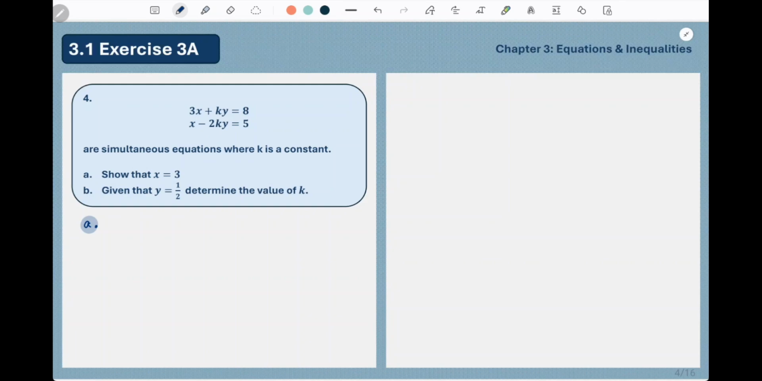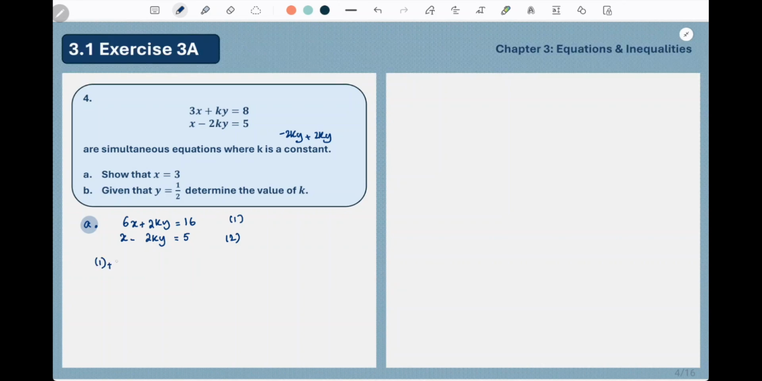So I already have minus 2ky. If I add to it plus 2ky, eventually y is going to be eliminated, and so will k. So I'll just multiply the first equation by 2. That gives 6x plus 2ky equals 16, 8 times 2. And I'll write the second one as it is. I'll call this 1, and this one I'll call 2.